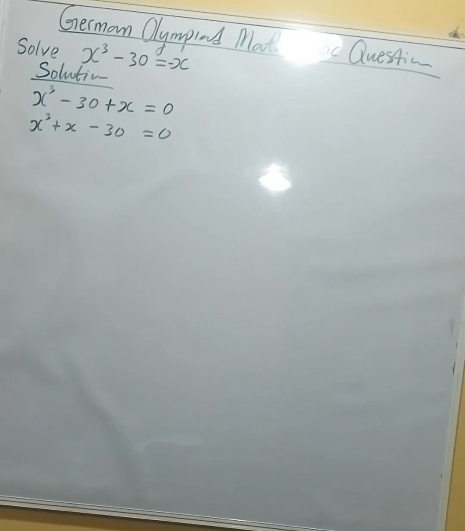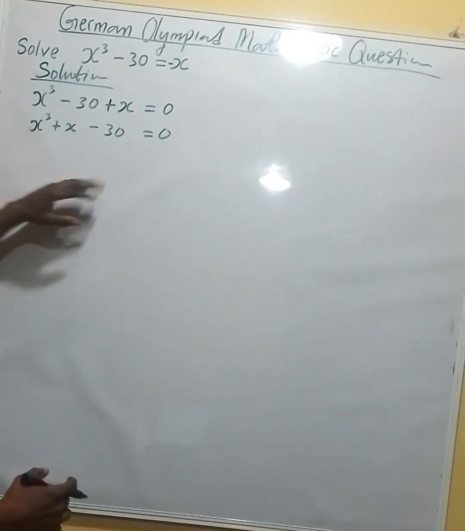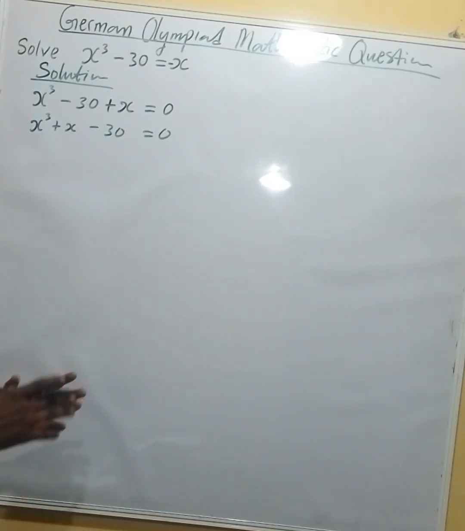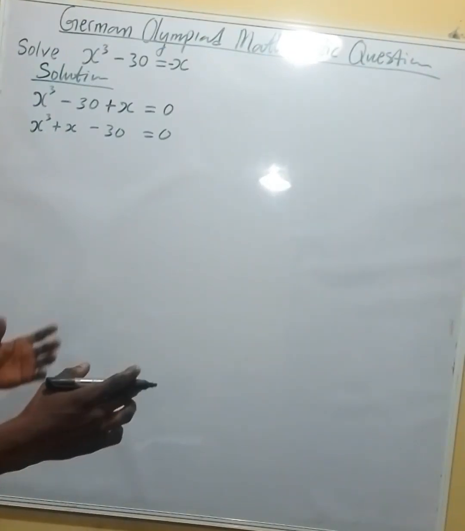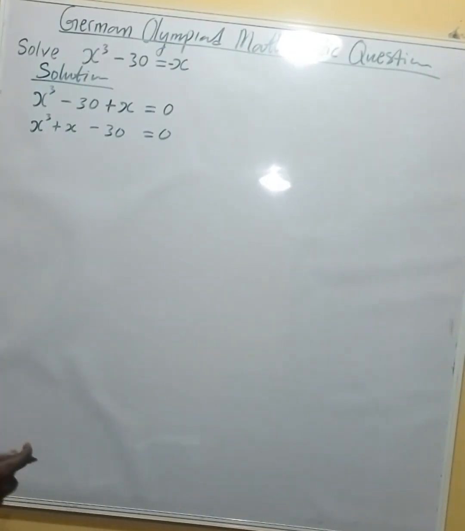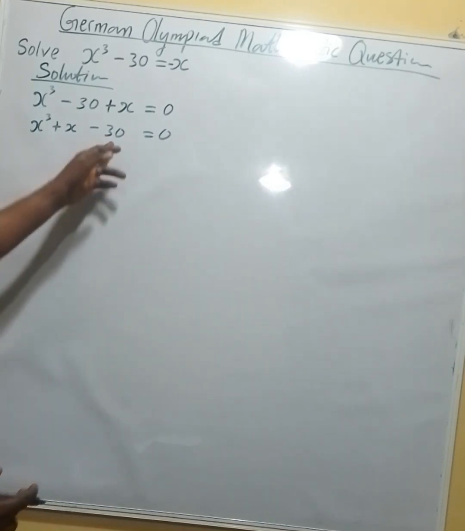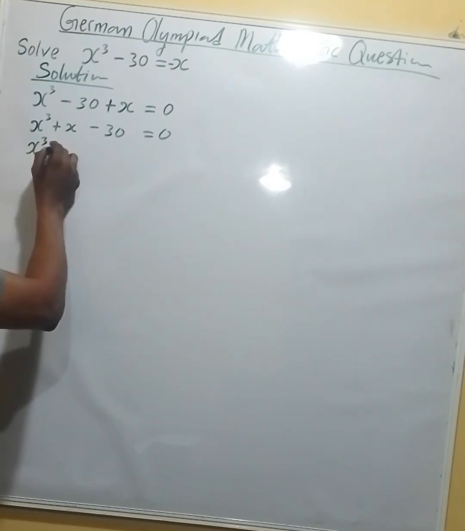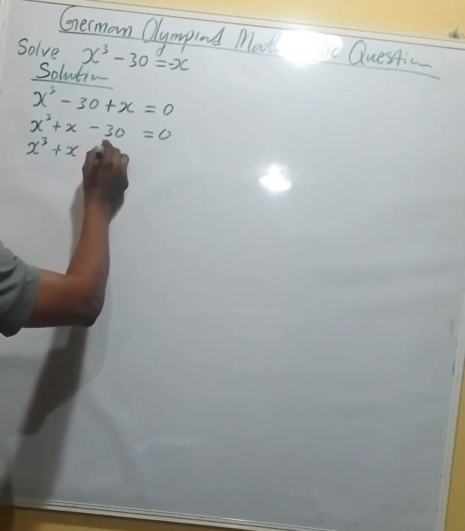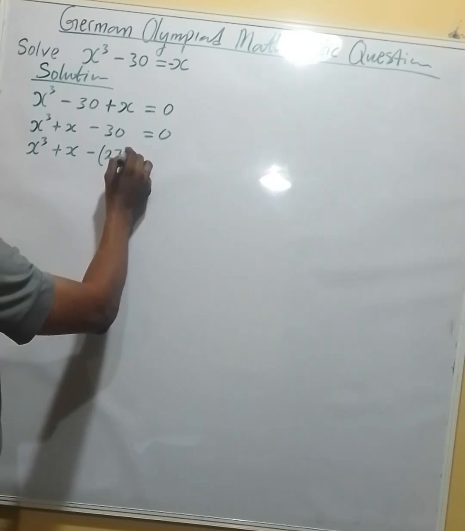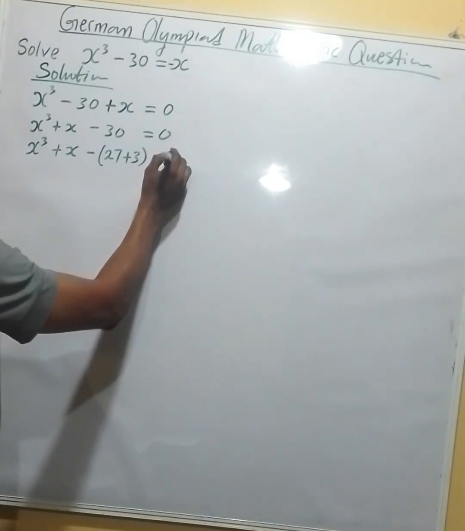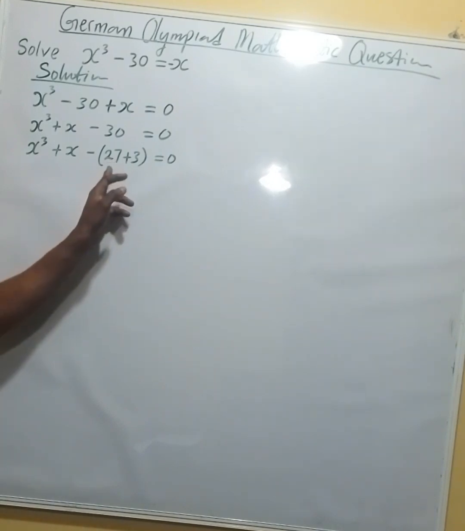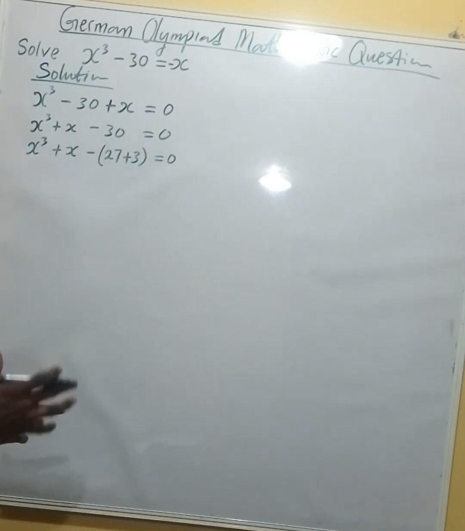Another thing you need to do now is think about this 30. There is a way you can rewrite it so that you will have a cube there. When you look at it, 3 times 3 raised to power 3 will give you 27, which means you can get 27 from 30. It will now give us x raised to power 3 plus x minus open bracket 27 plus 3 equals 0. Now 27 plus 3 gives you 30, so we are saying the same thing.